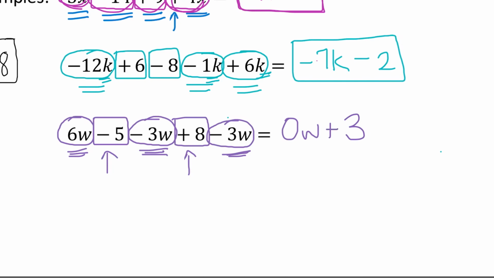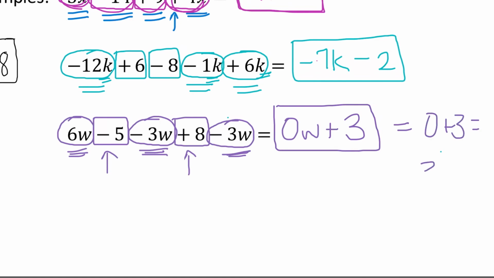Now, this answer is mathematically correct, but we can actually simplify this a little bit more. What is 0? If you have 0 w's, you have nothing, right? 0 times anything is 0. And what is 0 plus 3? In this case, the w's ended up canceling themselves out, and all we have left is 3.